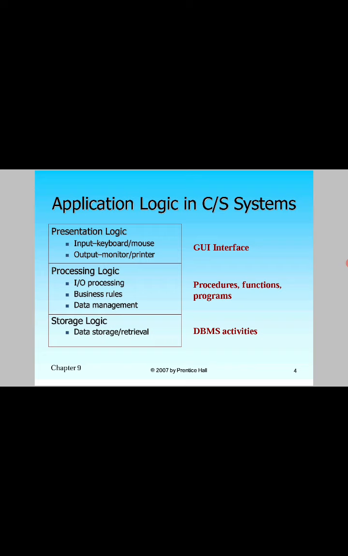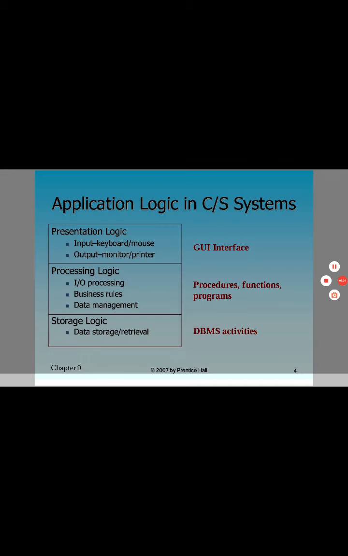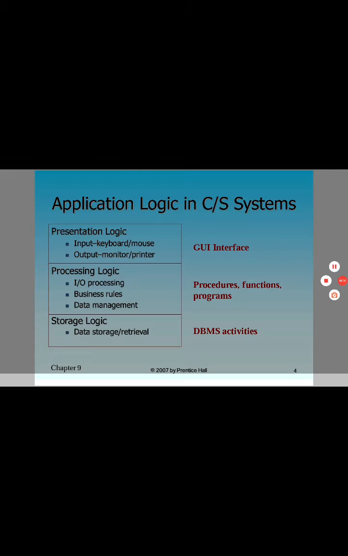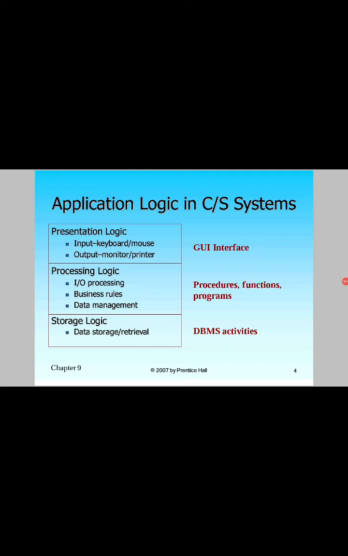input devices like keyboard and mouse, and output devices like printers. The second one is the processing layer. The processing layer contains all the input output operations, processing, business rules, data management, by using some procedures, functions, programs, application programs and others. And the third layer is storage logic, or the storage layer. Generally the original DBMS is stored and maintained here by using various data storage and retrievals.